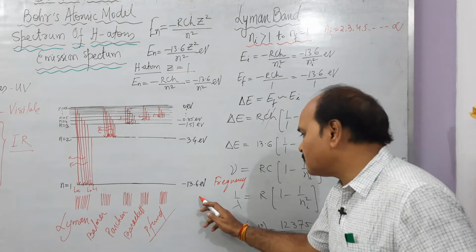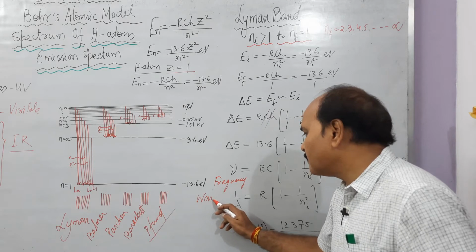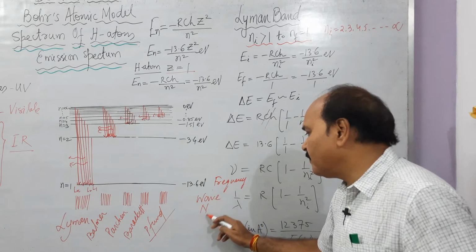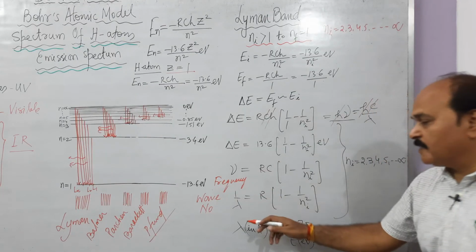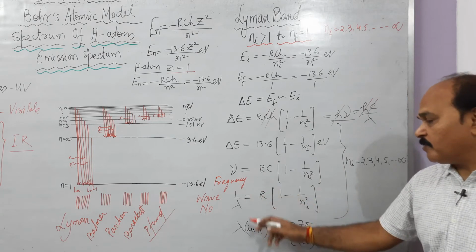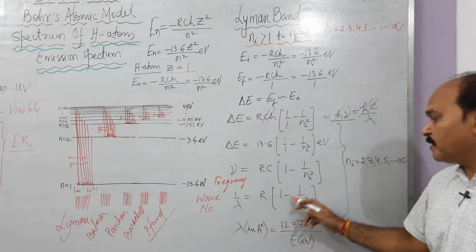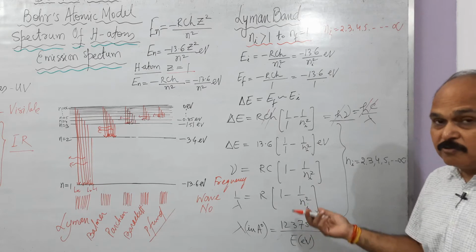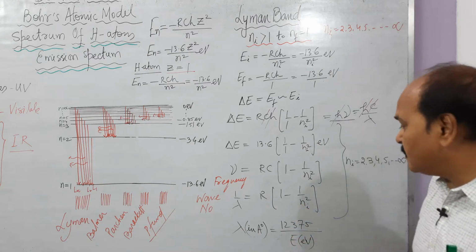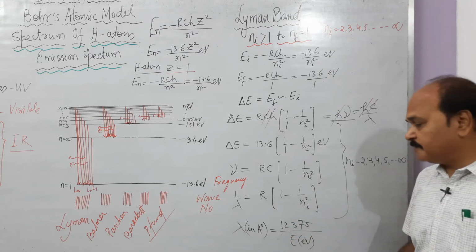This 1 upon lambda is called the wave number. The reciprocal of wavelength is called the wave number. So what is the wave number of various Lyman lines? 1 upon lambda is equal to R times 1 minus 1 upon ni square. And you know R is the Rydberg constant, which you are already familiar with.